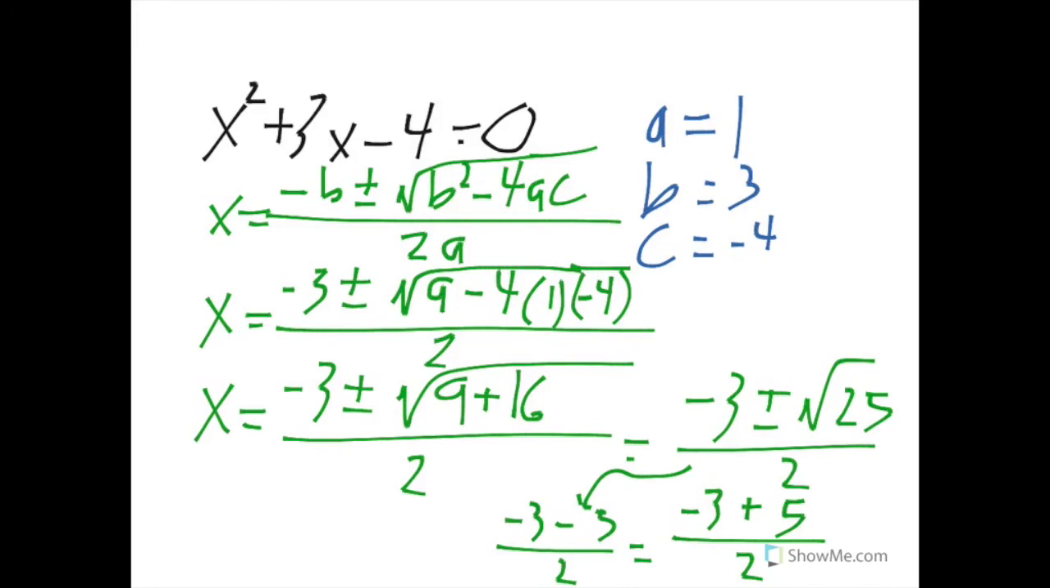So let's see. We'll take this one over here. Negative 3 plus a negative 5 is negative 8. 2 goes into negative 8, negative 4 times. And this one over here, negative 3 plus 5 is 2, and 2 divided by 2 is 1. So your answers are negative 4 and 1.